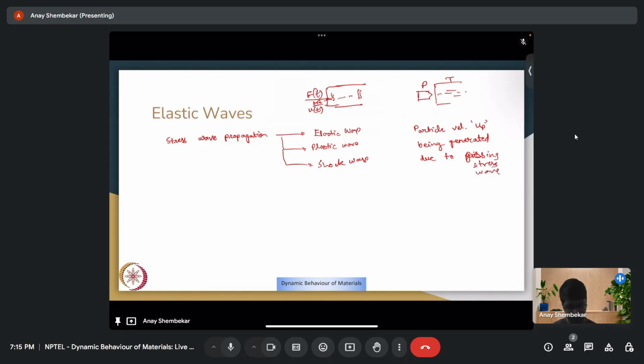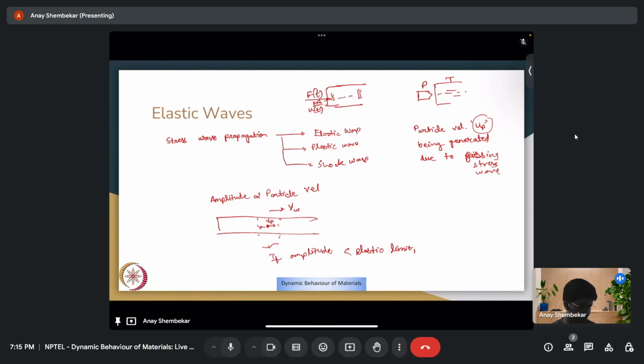All right. So if this particle velocity is sufficiently small, your amplitude of wave is proportional to particle velocity. If we take the simplest case of, say, a longitudinal wave, a particle undergoing oscillation, this is the wave velocity v, and this is the particle velocity UP, right? If this amplitude is less than the elastic limit, we see elastic wave propagation.